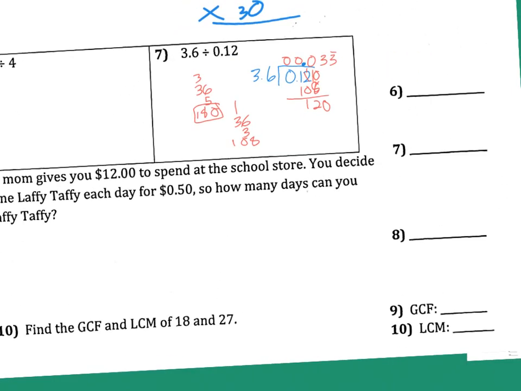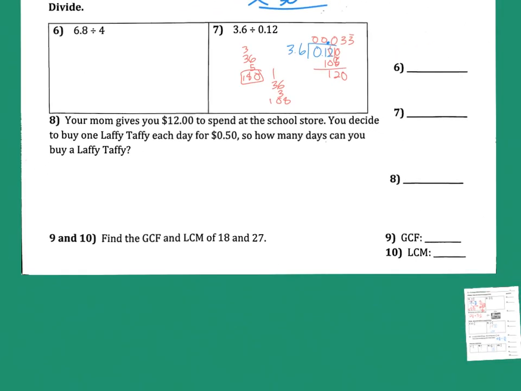So, okay, look at number 8. Number 8 says your mom gives you $12 to spend at the school store. You decide to buy 1 Laffy Taffy each day for 50 cents. So how many days can you buy a Laffy Taffy? So I'll help you set this one up. It's $12 divided by 50 cents. Okay, so solve that one.